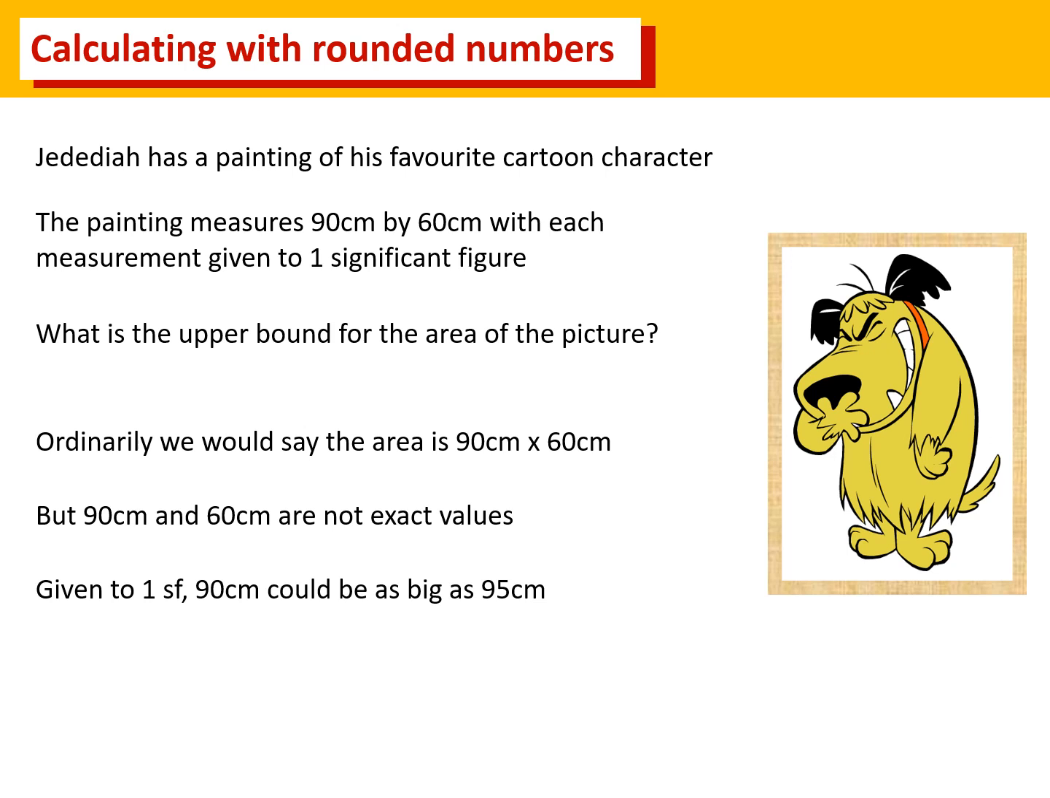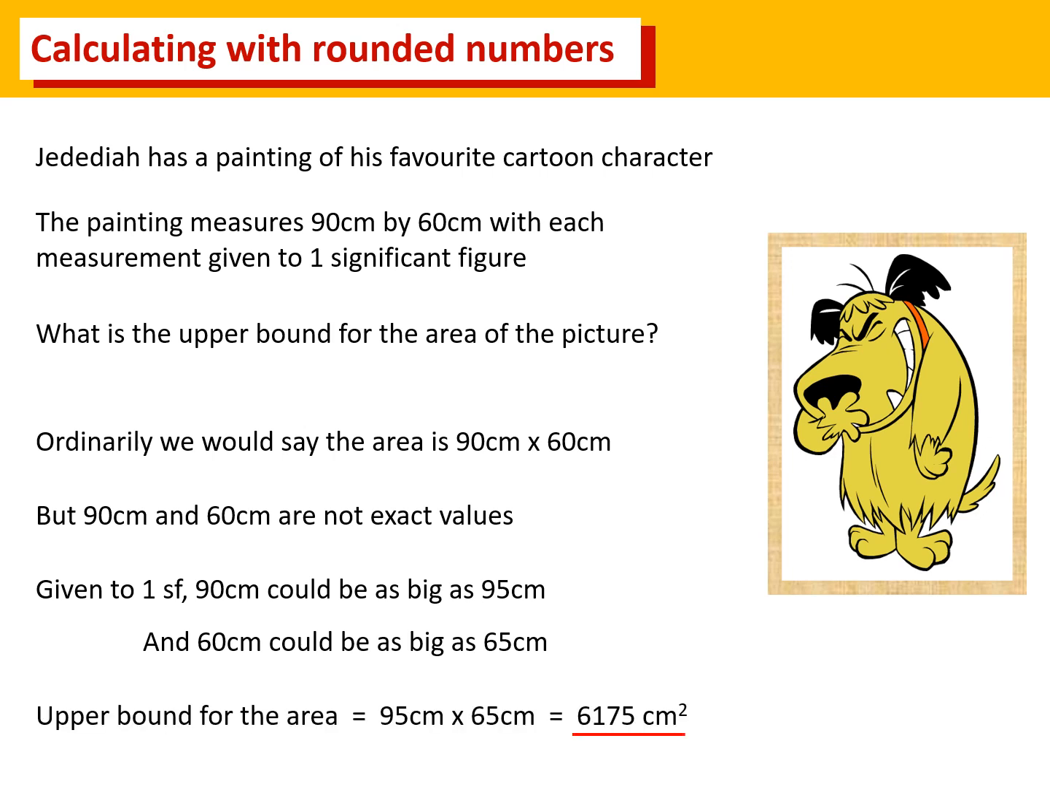Because to one significant figure, 90 centimetres could be as big as 95 centimetres. It could be as small as 85. So to one significant figure, which would be to the nearest 10 centimetres, 90 centimetres is between 85 and 95 centimetres. So 95 would be the largest possible length for 90 centimetres. And similarly, 60 centimetres to the nearest 10 would be something between 55, but it could be as much as 65 centimetres. So in actual fact, 95 centimetres and 65 centimetres are the maximum possible dimensions of this picture.